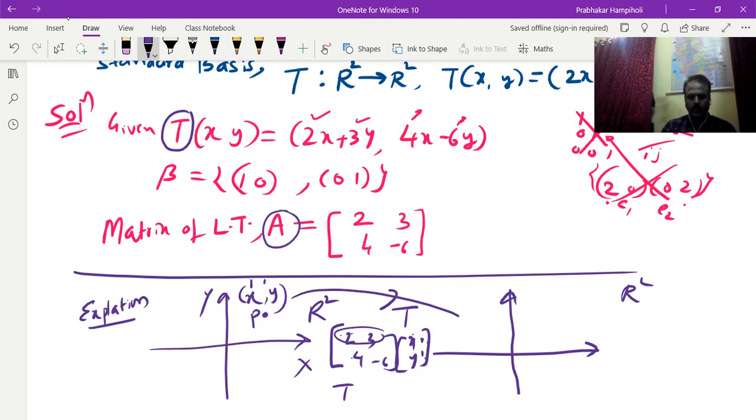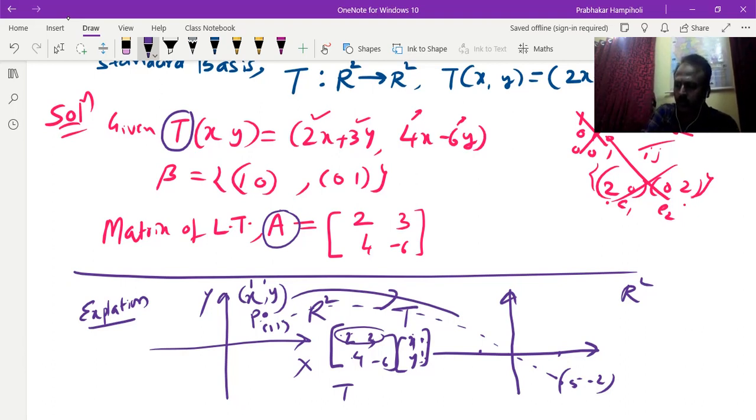2x plus 3y becomes 5, and 4x minus 6y becomes minus 2. So this side is 5, and suppose this is minus 2. The point (1, 1) is getting transformed to the point (5, minus 2) via this transformation. The moment you change these numbers, the point starts moving somewhere. It also reminds you of lens between object and image, force between first position and second position, and whatnot. Later on, it can mean many things.